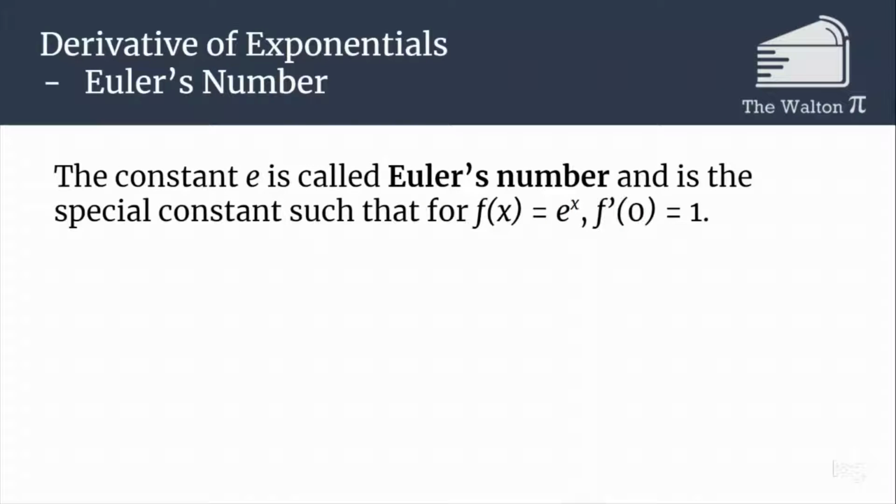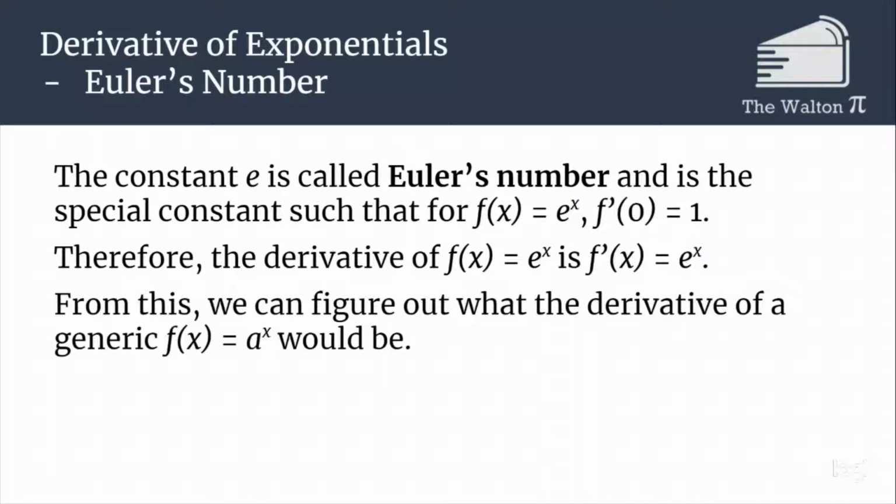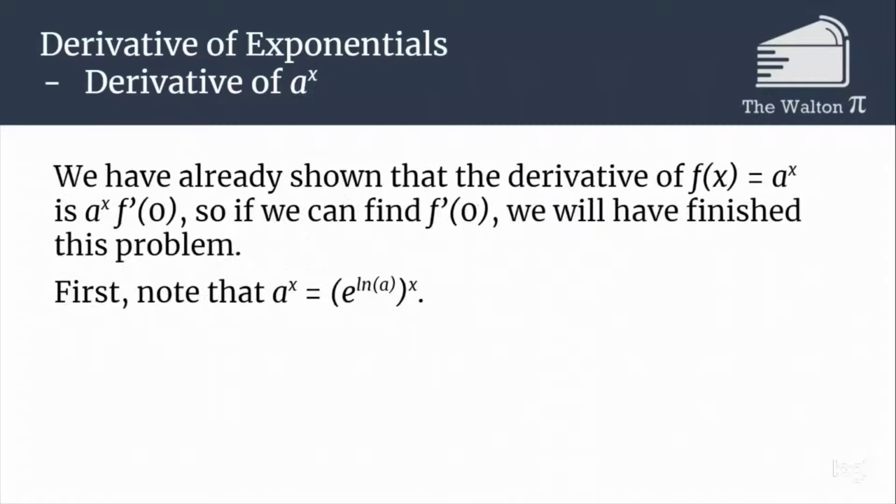The constant e, so that is Euler's number, has a very special property. It is the unique constant where the derivative of e to the x at 0 is defined to be 1. That's how we created it. So the derivative of f of x is e to the x because it's e to the x times 1. And so that tells us a way that we might be able to approach figuring out what's the derivative of a generic f of x equals a to the x.